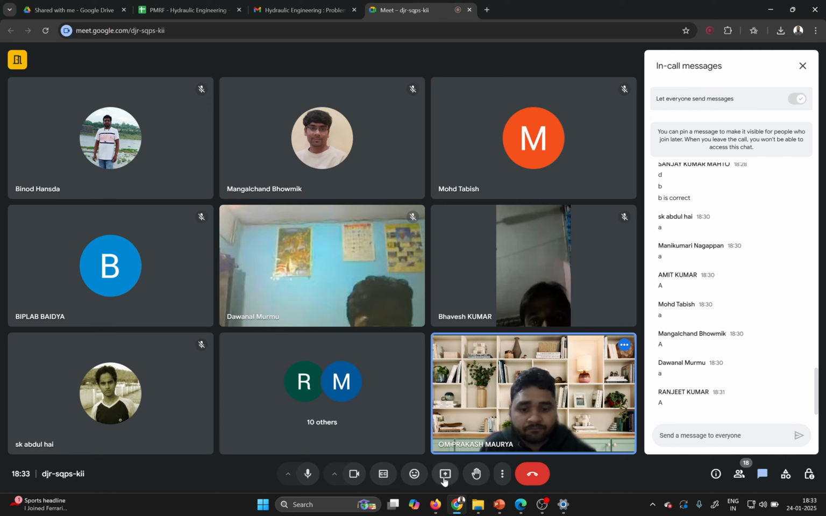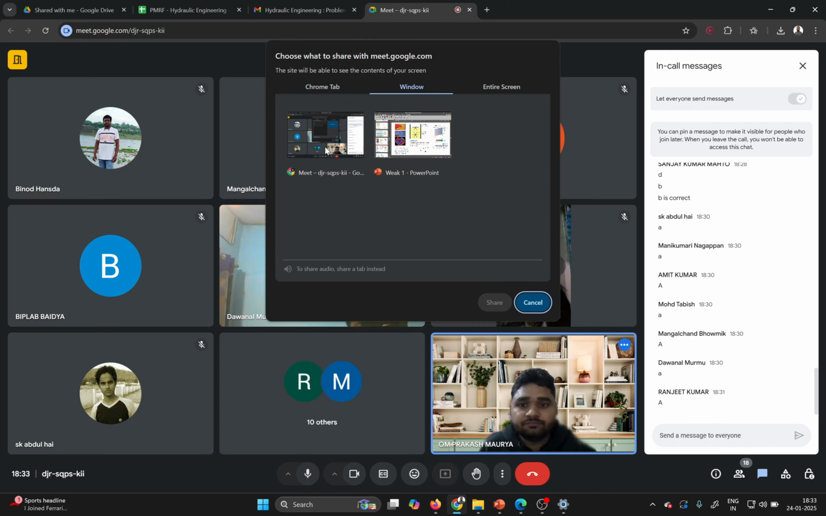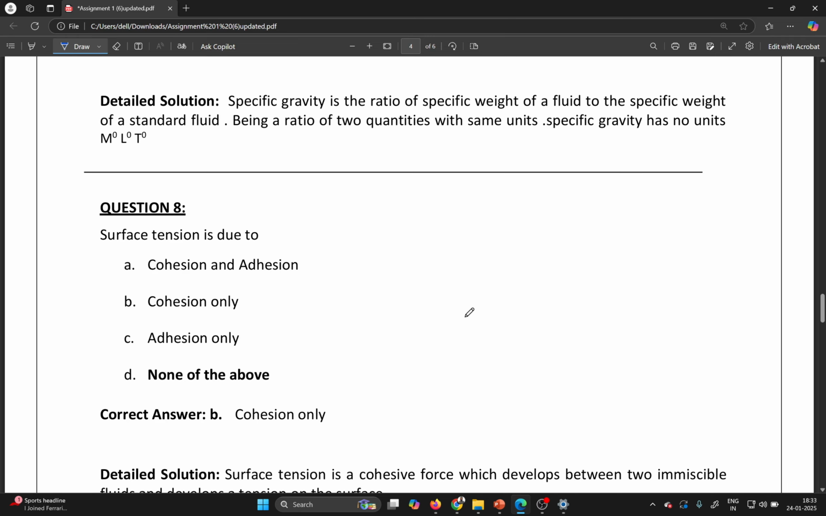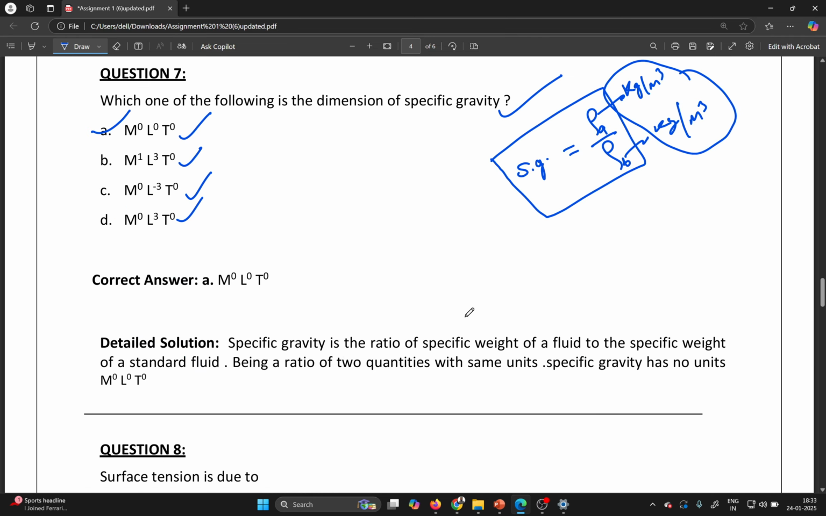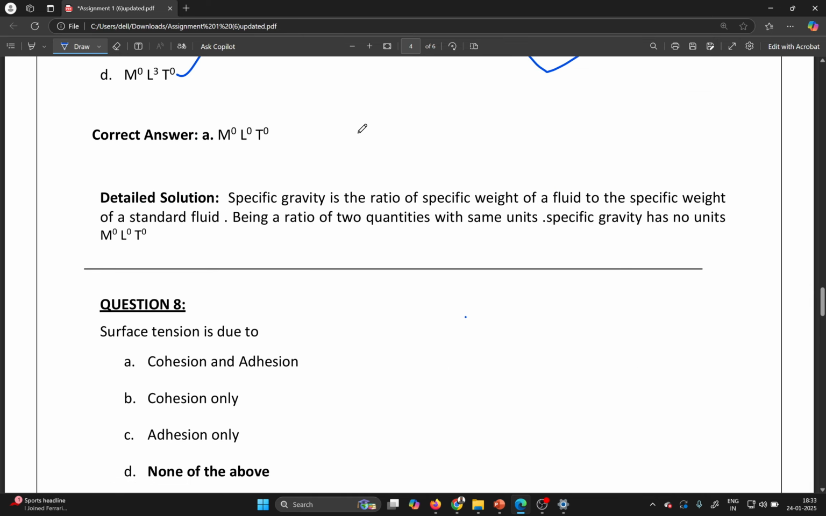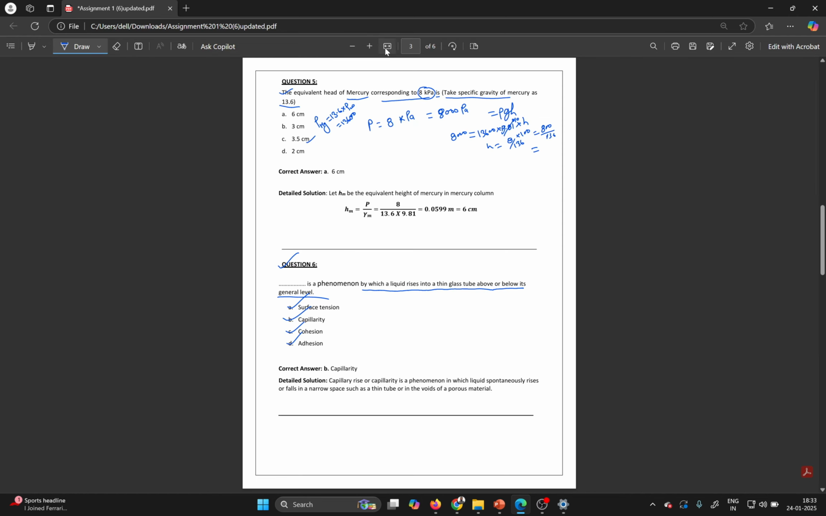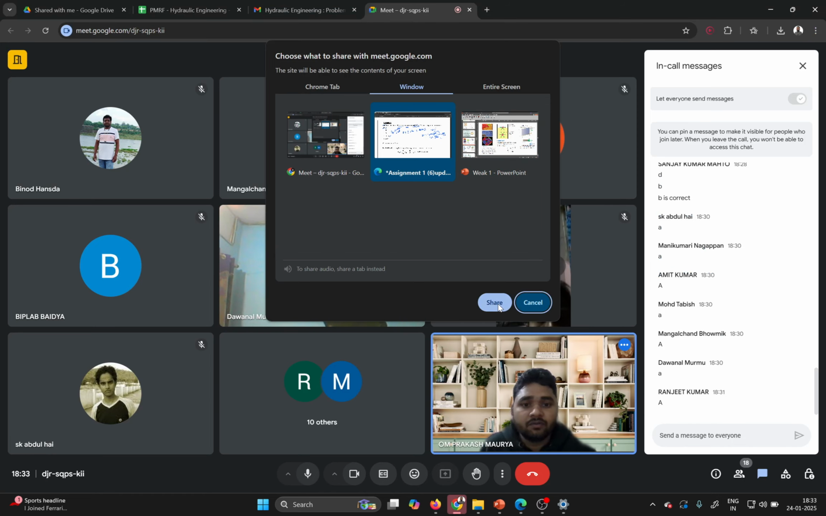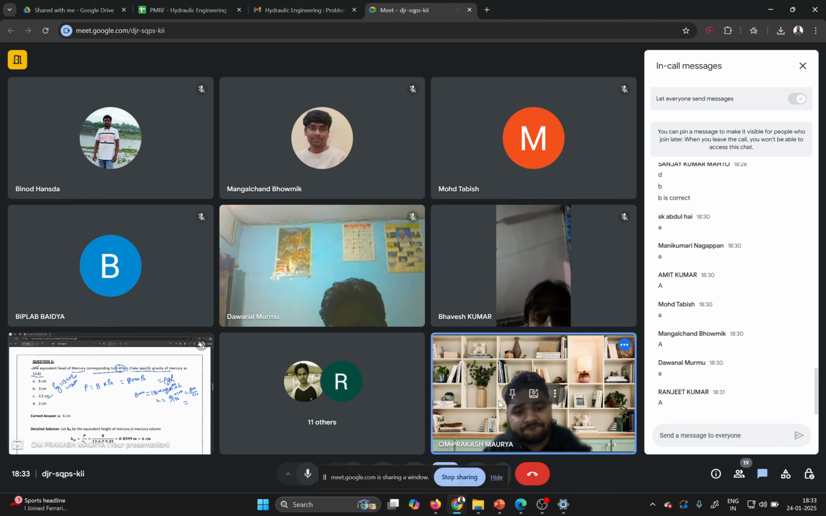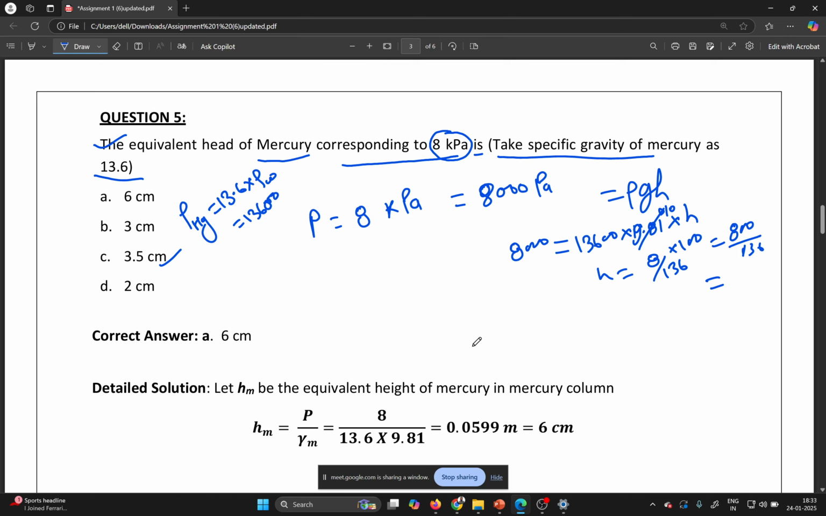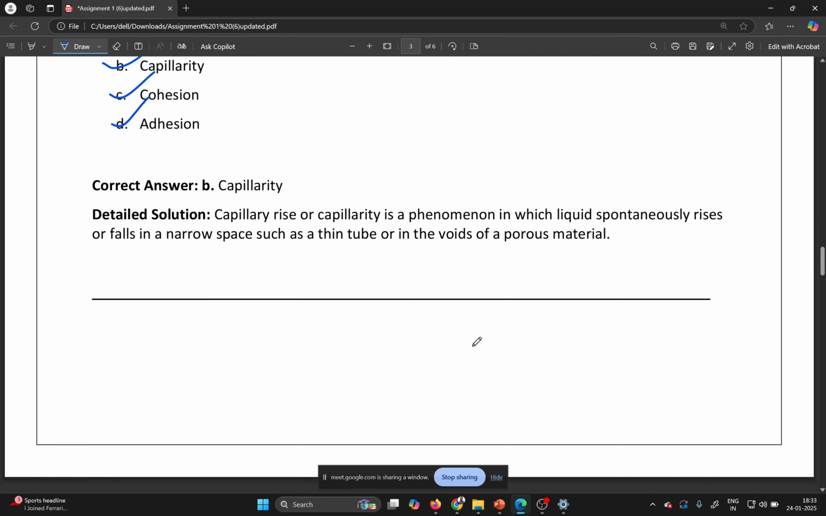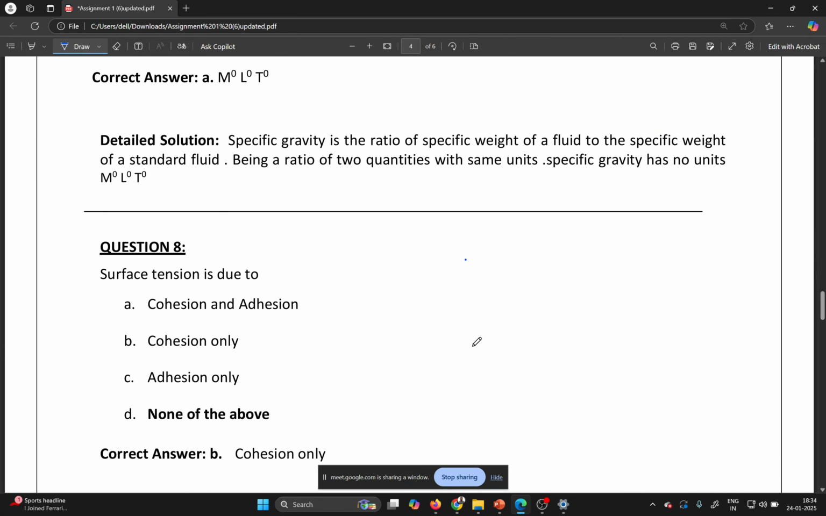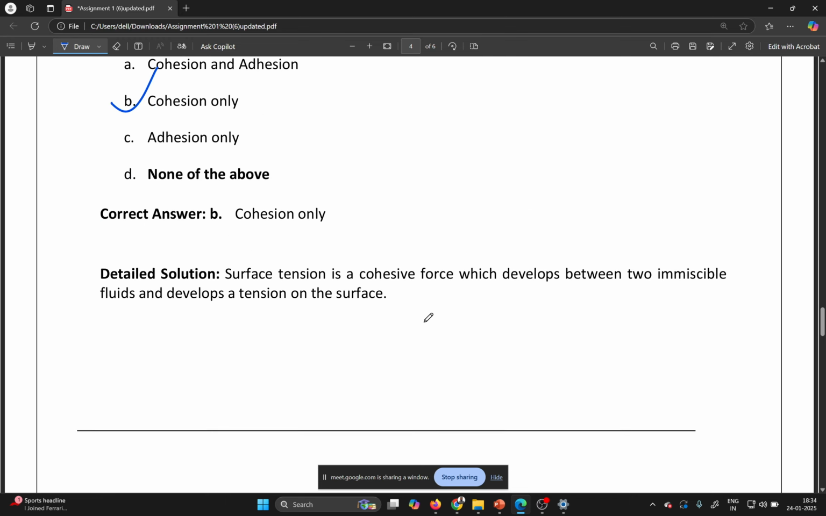Next question. Okay, the question is not visible. Why is it not visible? Now we'll move on to the next question. Question number 7 we have done already, and question number 8 we have already completed. Now question number 9.